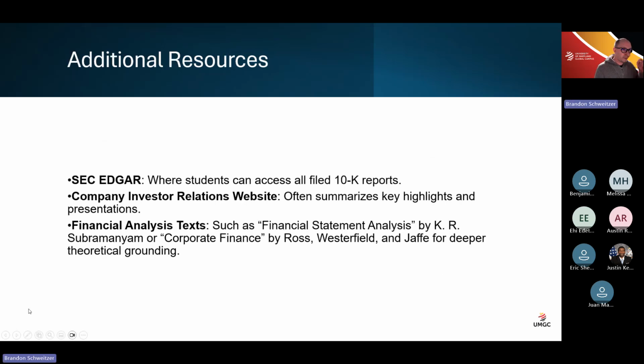So take a look through the SEC 10K, investor relations page, and all the other stuff. Okay, trust me, it's out there. You'll find really, really good stuff.